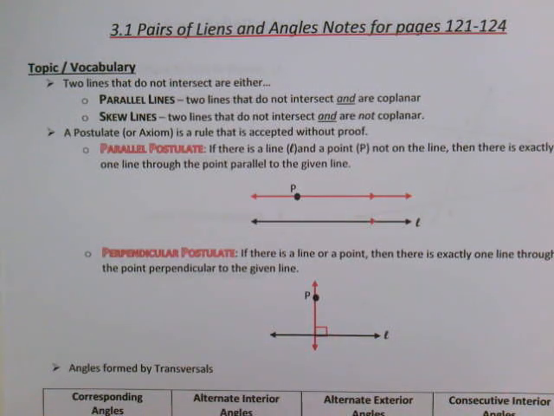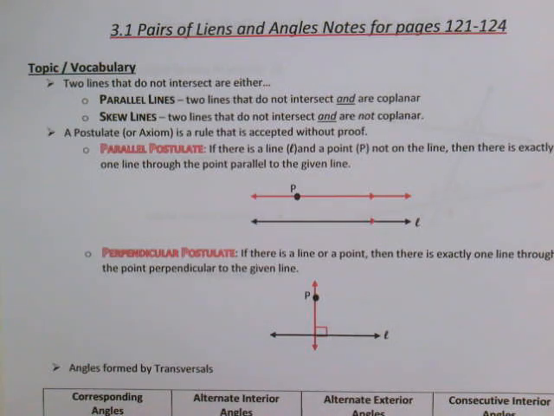I just want to bring up some more postulates for us, some basic facts that we use to build up proofs later on. So I want to introduce two vocabulary words here, parallel lines and skew lines. Parallel lines are two lines that do not intersect, but they are on the same plane. They are coplanar. Skew lines are also two lines that do not intersect, but they are not coplanar. So I'll show you a picture about what that means in a little while.